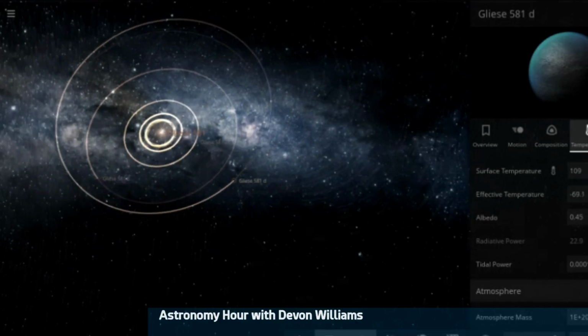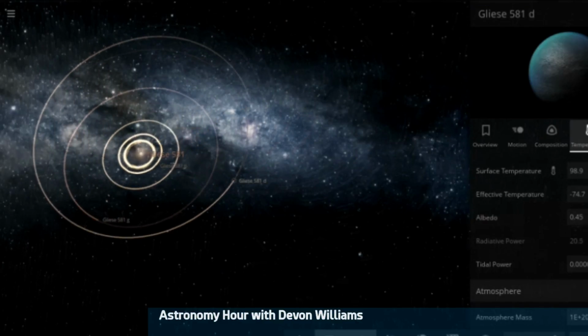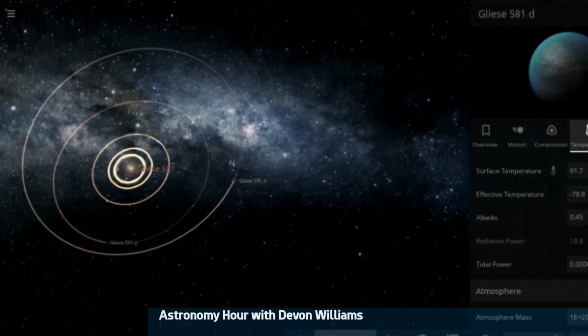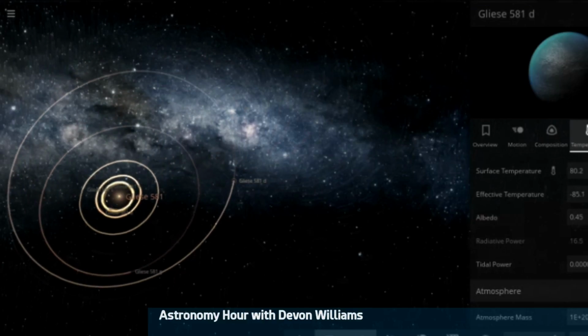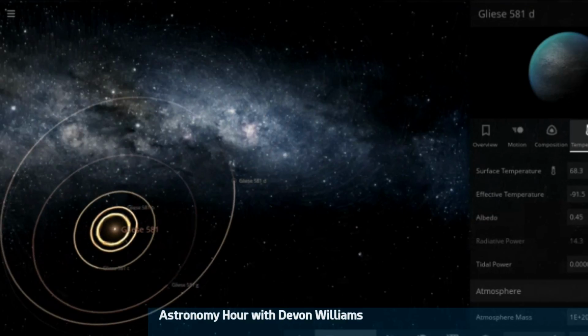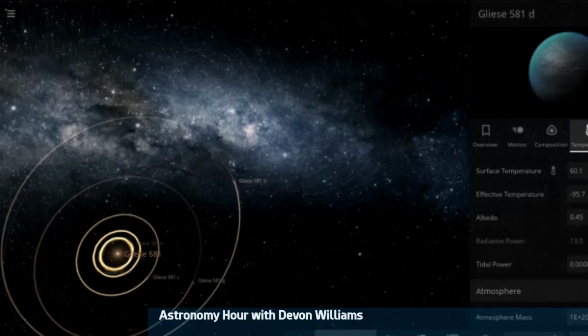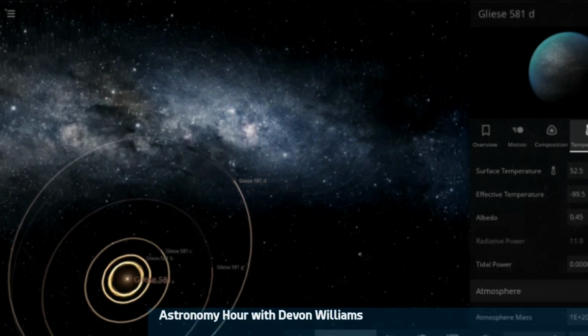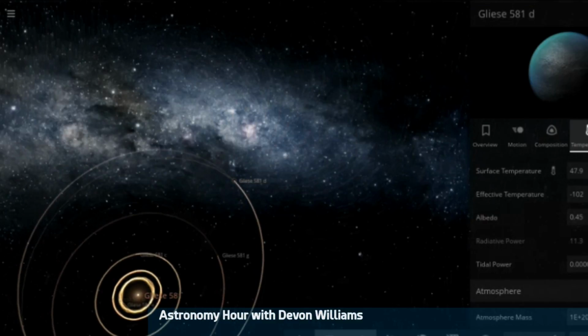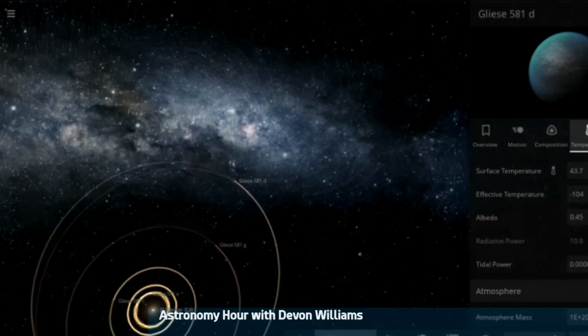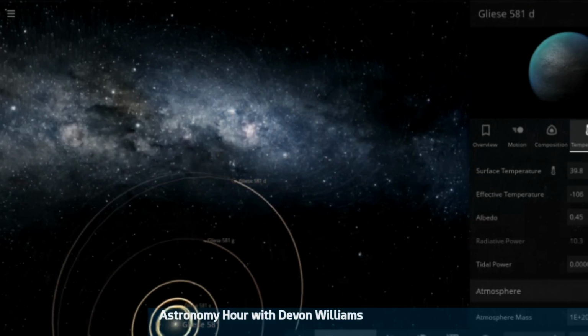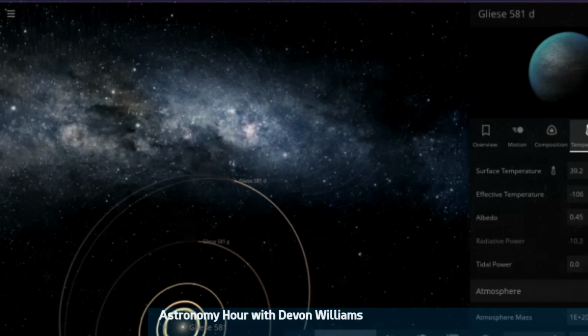And then it ends up going away from the star. And again, since the star is very, very small, a slight nudge in an orbit for a planet here will affect the temperature even more dramatically than it would in our solar system. And you can see it's almost gone down by a factor of 2, with an effective temperature all the way down to minus 106.